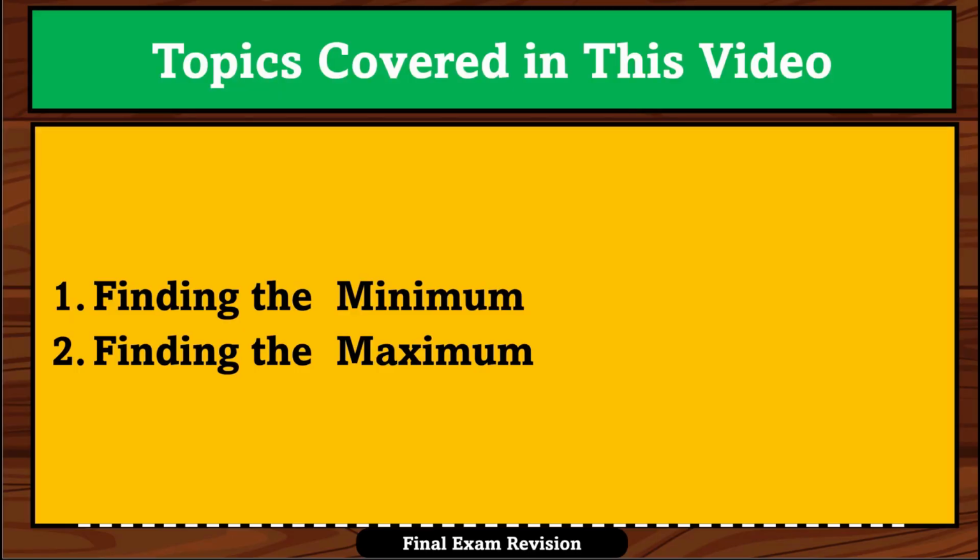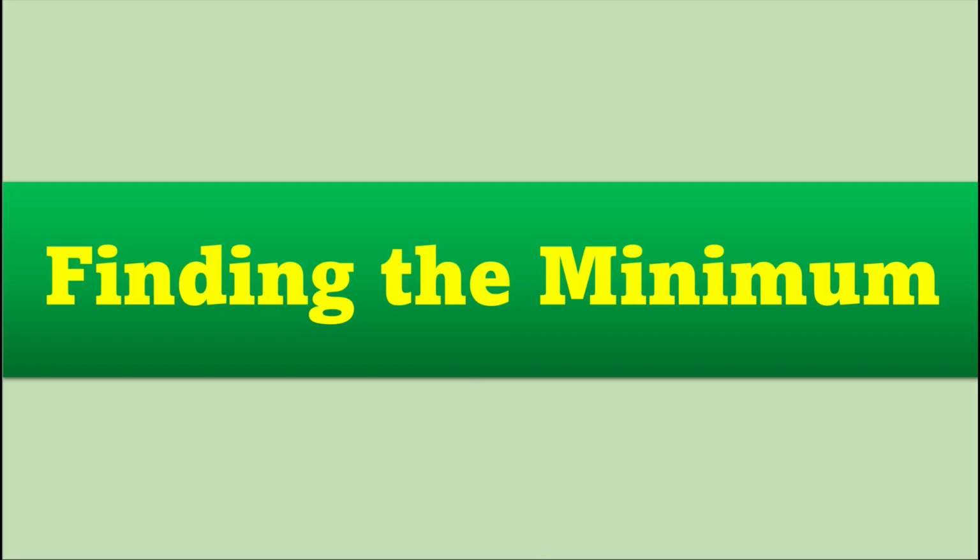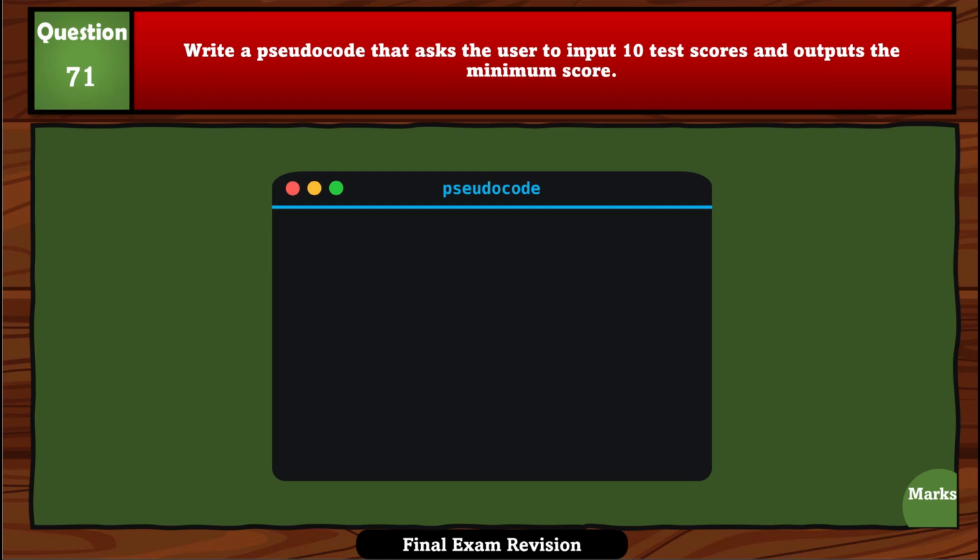In this video, we are going to cover past paper questions on key topics such as finding the minimum and finding the maximum. So let's get started. Finding the minimum. Question 71. Write a pseudocode that asks users to input 10 test scores and output the minimum score.